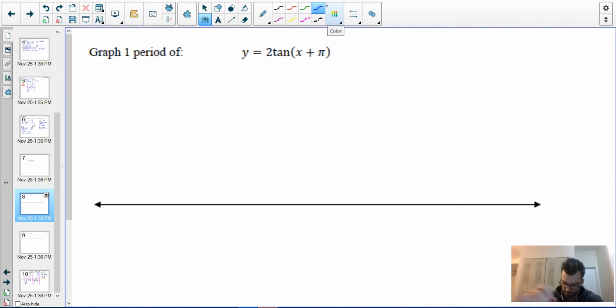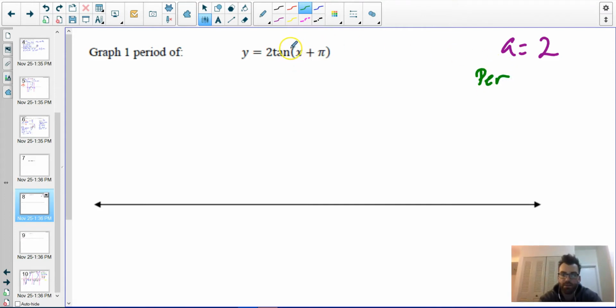Here, excuse me, my amplitude, my A value, not amplitude, sorry. Why did I just say amplitude? My vertical stretch is 2. Man, I just said amplitude. Shame on me. Wow.